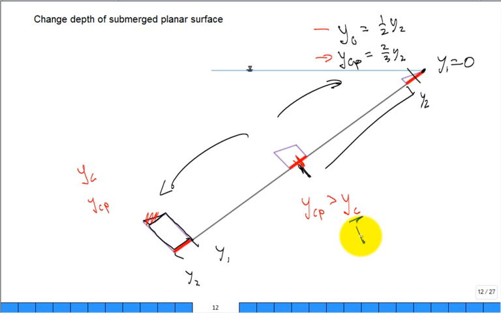Yes? Instead of just looking at that little section, could you just go two-thirds all the way from the surface and place it? Like as if it would have been completely... Well, let me do this.